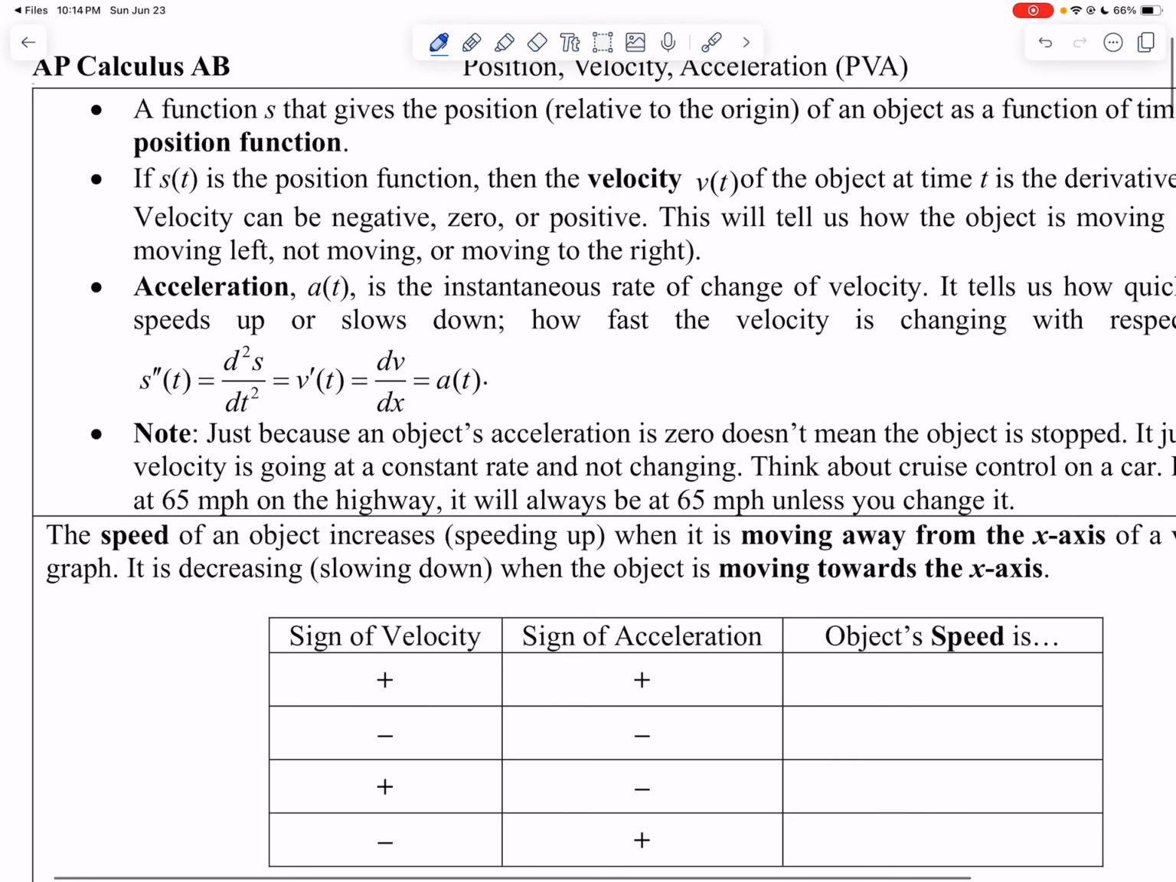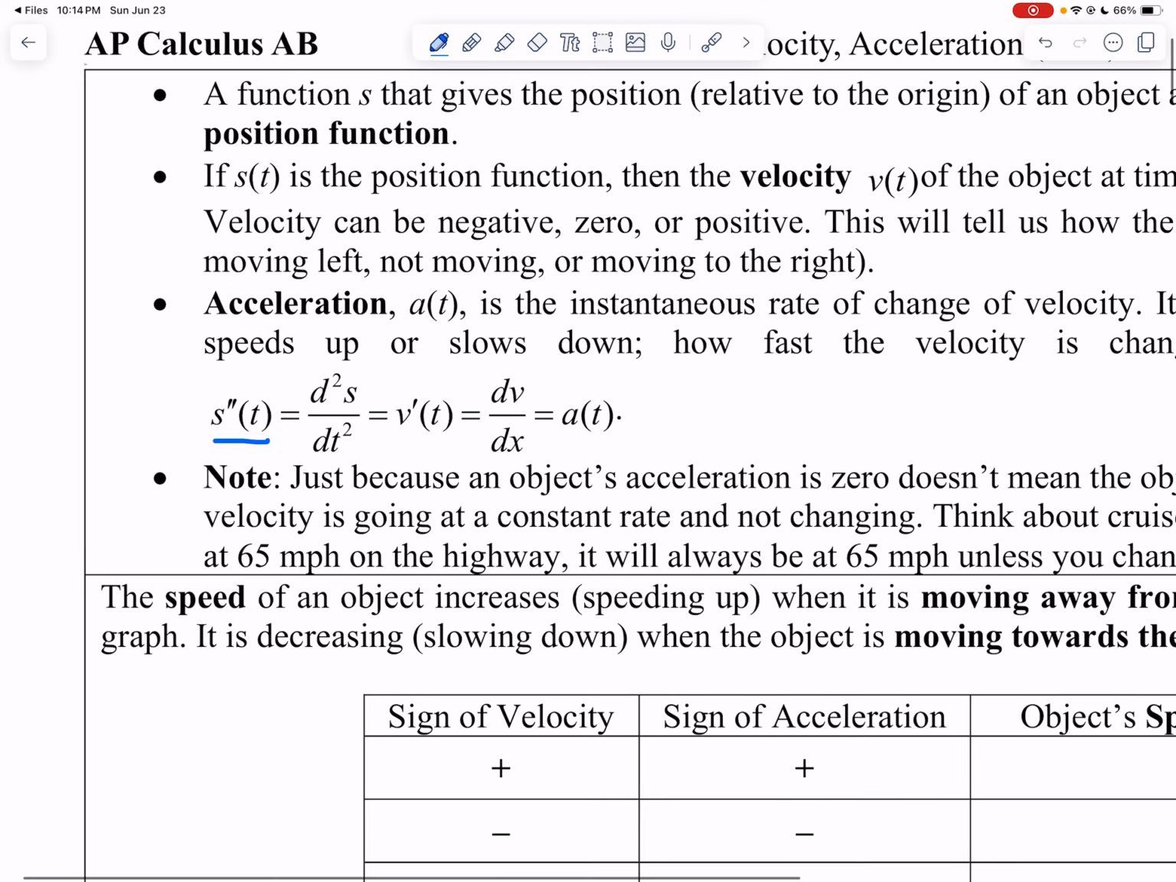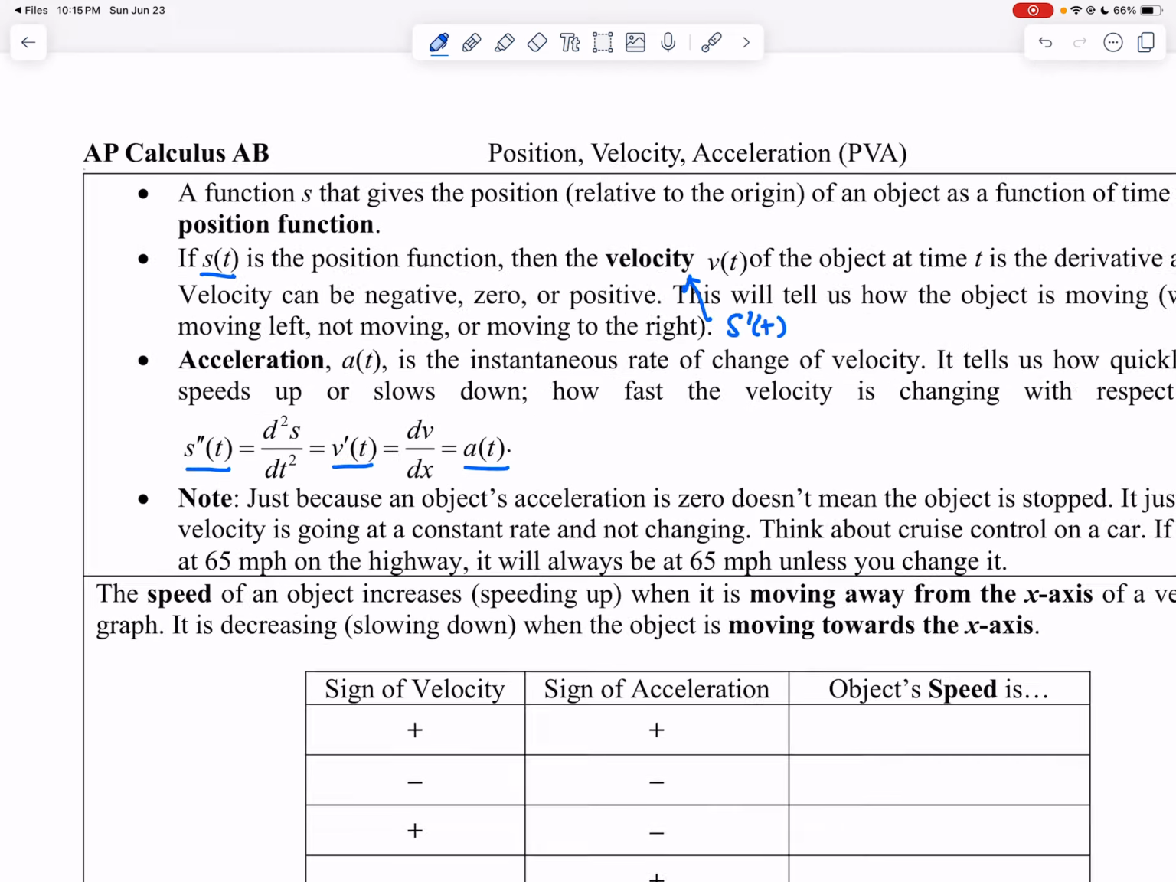So here we have a couple of notations for acceleration. A of t can also be rewritten as s double prime of t, because if I have s of t being the position function, then s prime of t is the velocity, and then the derivative of velocity is going to be acceleration. Likewise, I have v prime of t, so if I take the derivative of velocity, we're going to get acceleration. So we have s double prime of t, or v prime of t, or a of t.